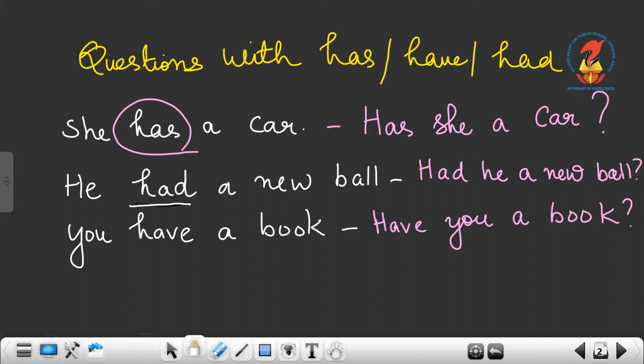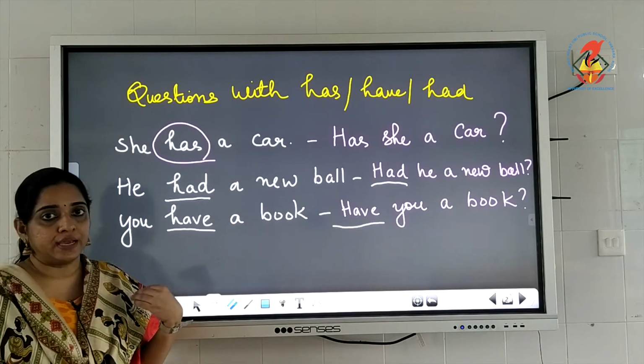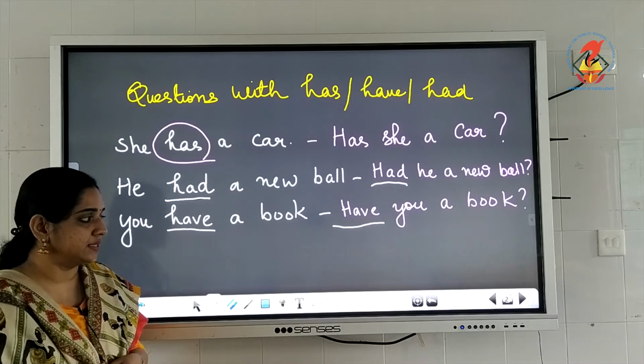Then here, you have a book. How will you write? Have is the question word, is it? So you can use the same have here also. Here we used had, here we use have. So the same word is used here also in order to make it an interrogative sentence.